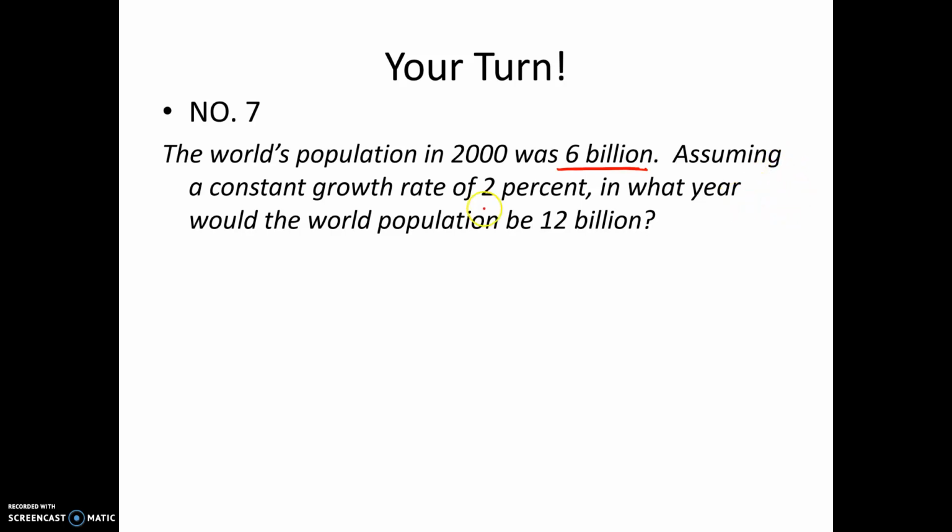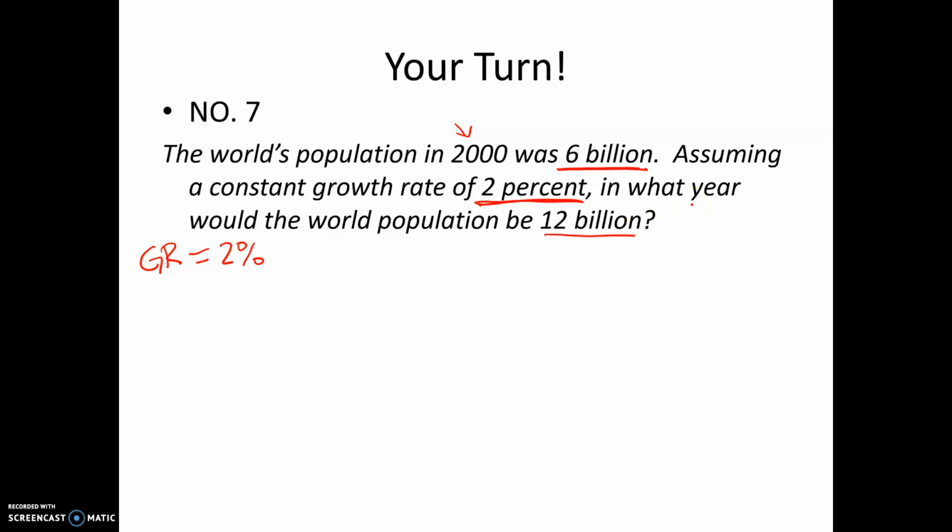Assuming a constant growth rate of 2%, in what year would the world population be 12 billion? All right. So what information do we have? We have the year. We have an initial population of 6 billion. We have a growth rate. So growth rate equals 2%. All right. And they're trying to ask us what year would the world population be 12 billion?